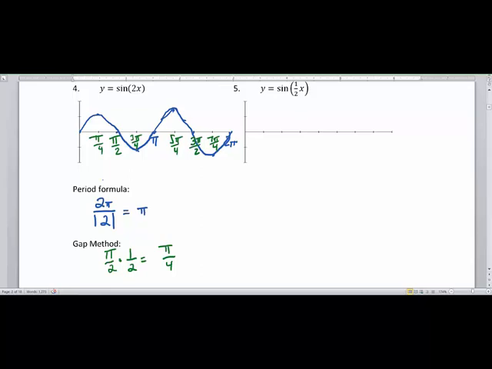So that's how we can do the period formula or the gap method to figure this out. Now you can do one or the other. You can just stick with the period formula and divide pi by 4 and get all the same answers. But I'm going to show you again both techniques just to see which one you're going to pick.